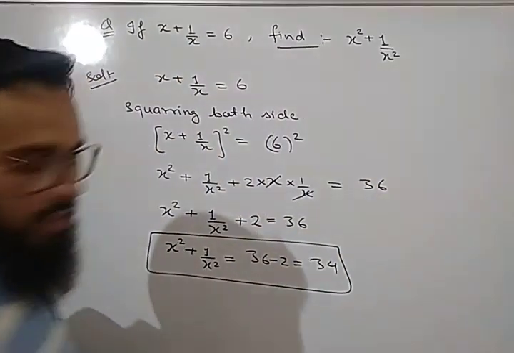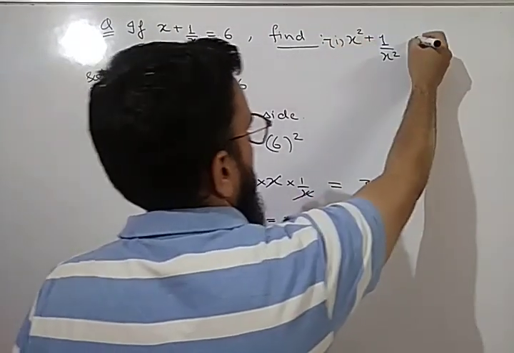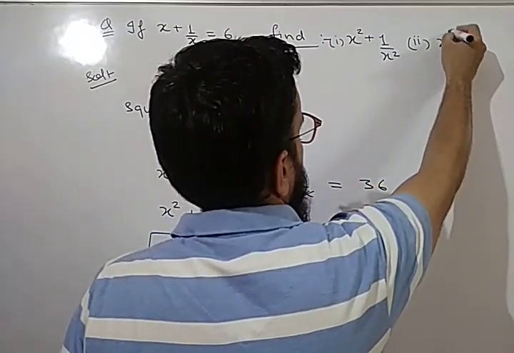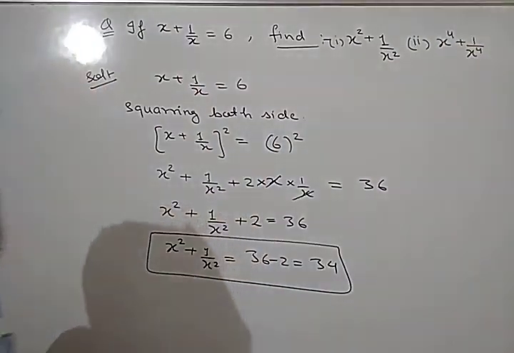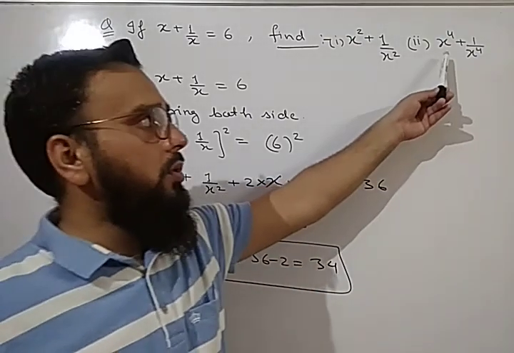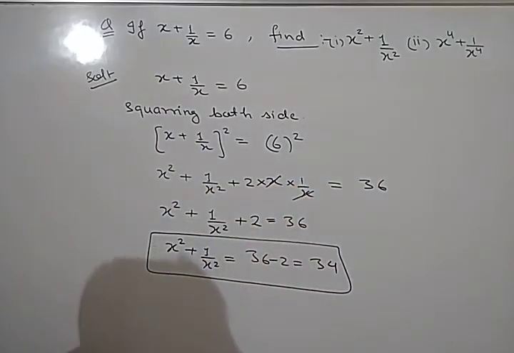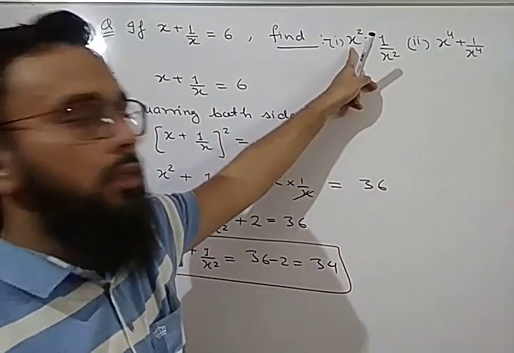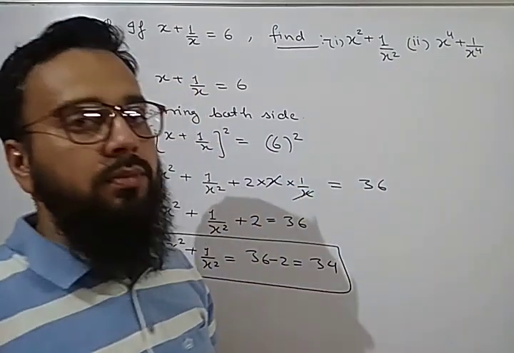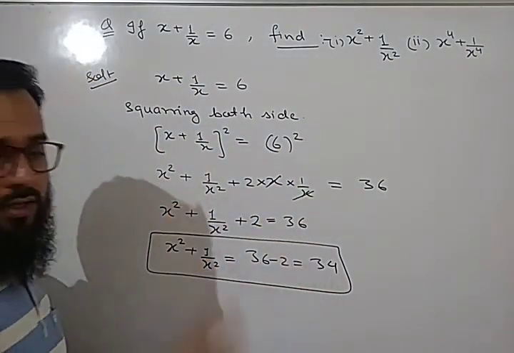Now in the same question, if it is also asked that, suppose it is the first part and the second part is given x to the power 4 plus 1 upon x to the power 4. Now we have to find this term also, x to the power 4 plus 1 upon x to the power 4. Then how will you get this term? X to the power 4 is the square of this term. It means now we have to find the value of x square plus 1 upon x square.